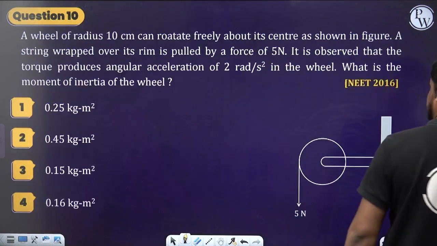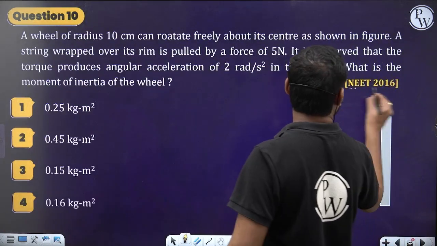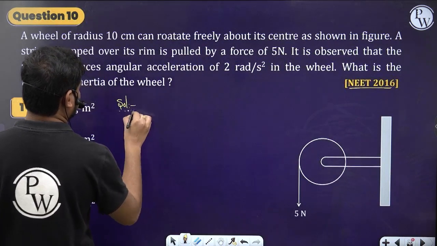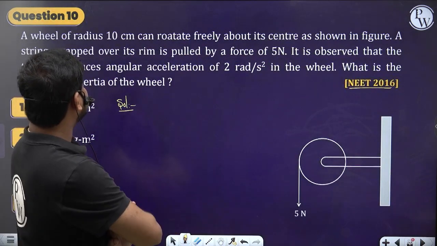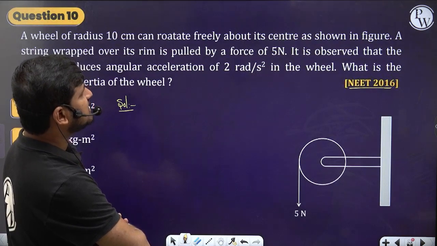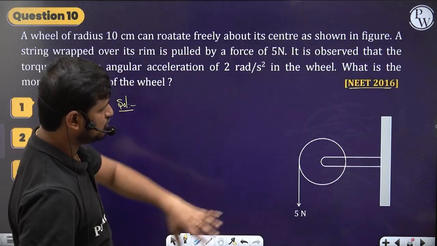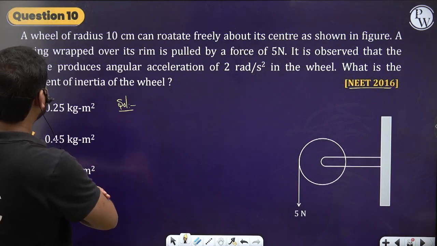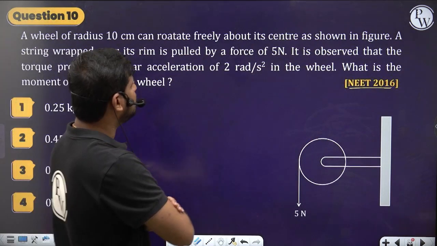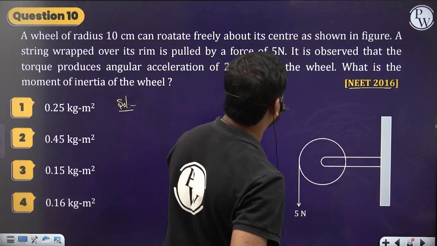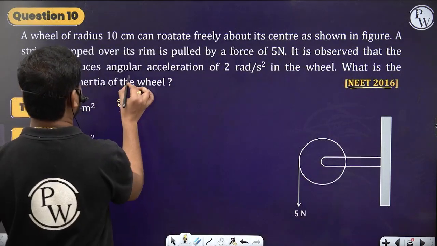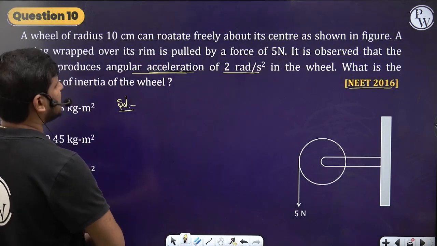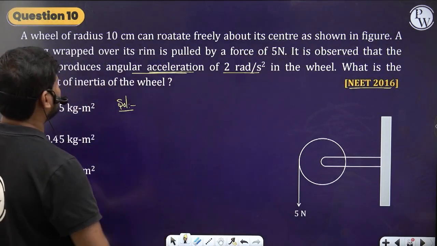So, the NEET 2016 question. What does the question say here? A wheel of radius 10 centimeters can rotate freely about its center as shown in the figure. A string wrapped over its rim is pulled with a force of 5 newtons. It is observed that the torque produces an angular acceleration of 2 radian per second square. So angular acceleration is also given. What is the moment of inertia of the wheel?